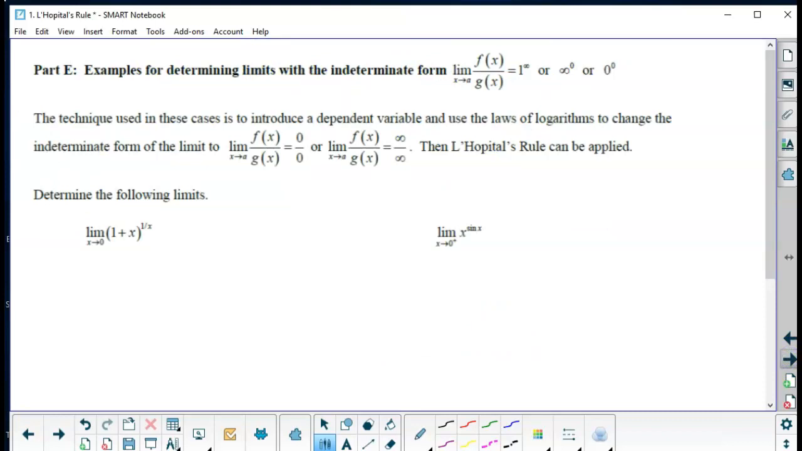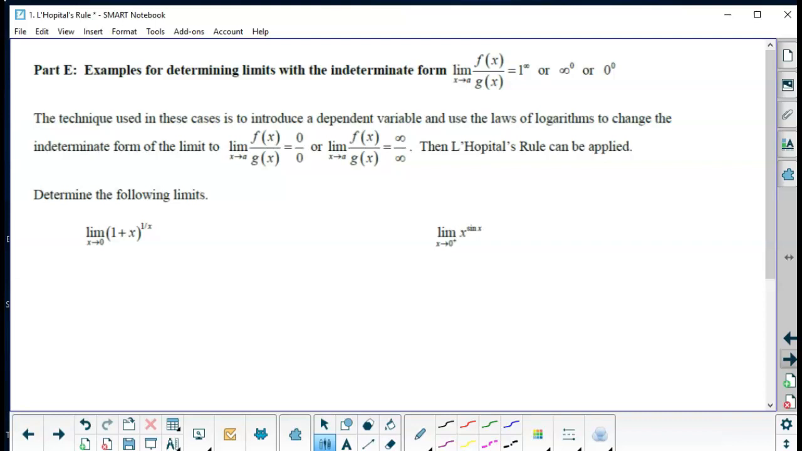E, so now if we have some limit where the answer is 1 to the infinity, infinity to 0, or 0 to 0, those are also considered indeterminate forms. So we are still going to want to use L'Hopital's rule if we can. Sometimes with these ones though, with the exponentials, we're going to want to maybe use logs to change the form of it. Okay, so take a look at the first one.